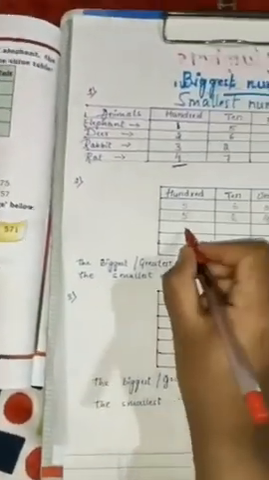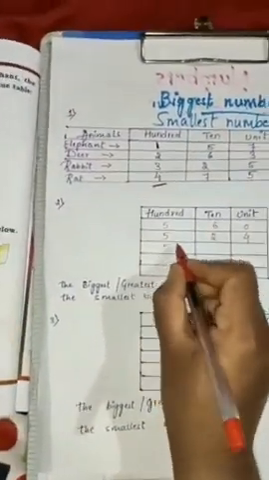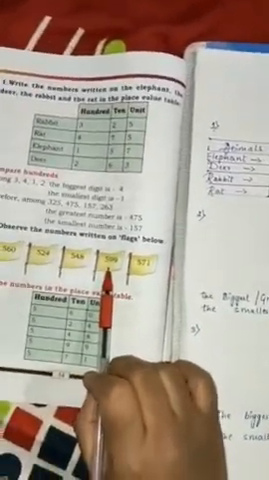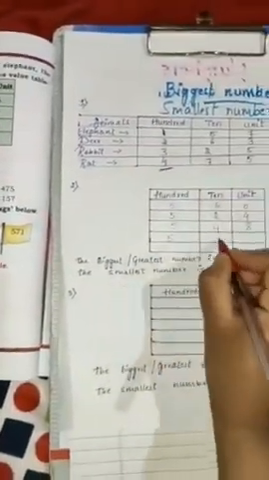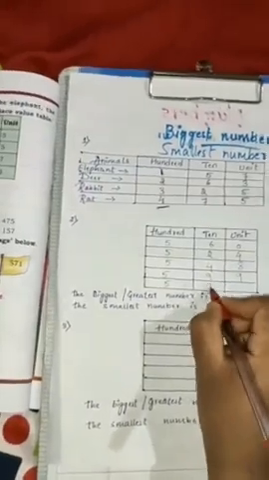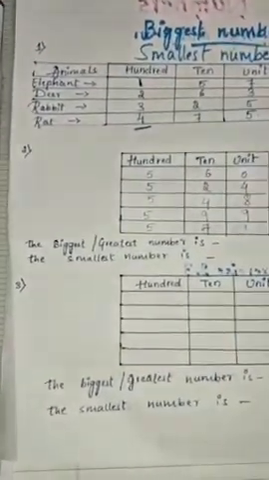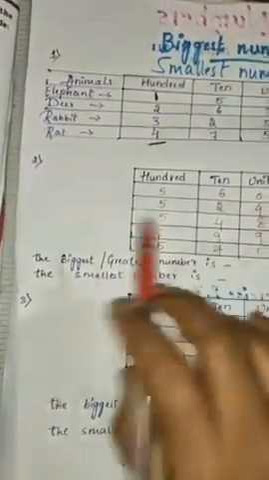So let us write the number here. 548. Next is 599. So 599. Next is 571. 571. Right. Now you tell me which is the biggest or the greatest number here in this example.